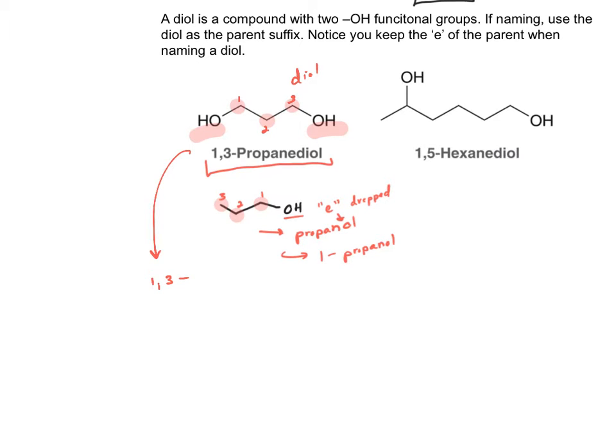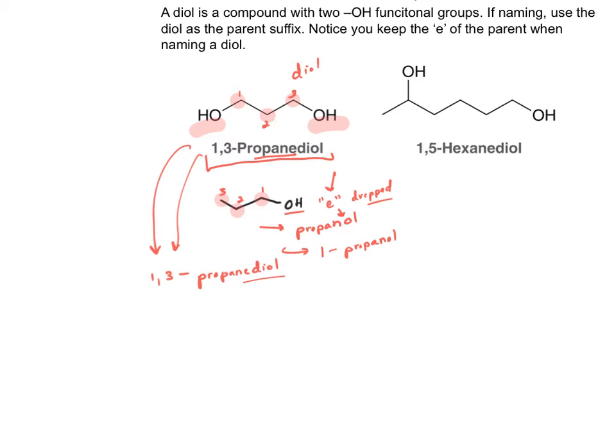Now, the big difference here is a propane as the parent, but we're actually going to keep the entire propane part. The ending is going to be diol to specify that it's a diol, but instead of dropping the E here, we're going to keep it. So if it has one alcohol group, we're dropping the E. If it has two alcohol groups and it's a diol, we're keeping the E and we're ending in diol. Again, diols have two alcohol groups on the molecule. They're their own special functional group, and we signify that using diol as an ending.